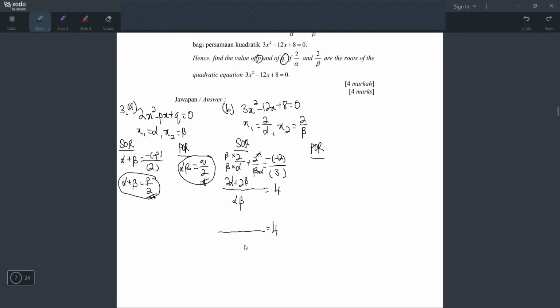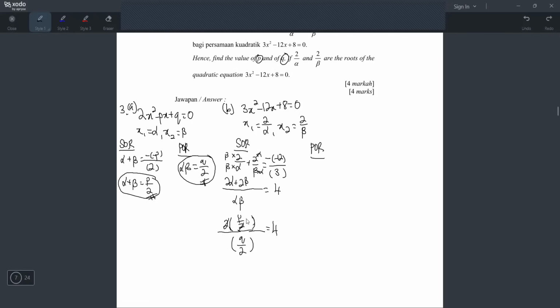So the down part is Q over 2. But on top is 2 alpha plus 2 beta. I don't have 2 alpha plus 2 beta. I only have alpha plus beta. So what to do? Factorize out the 2. When you factorize out the 2, you will be left with alpha plus beta inside the bracket. And why did I do it like that? Because I know I can substitute the alpha plus beta with P over 2 later. So now it's easy to solve already.